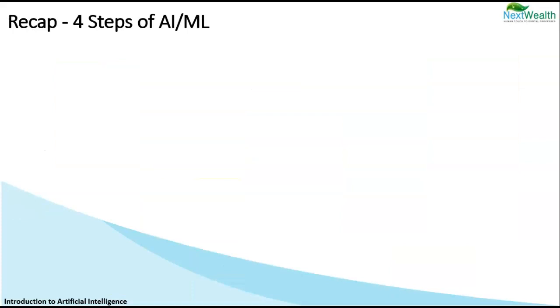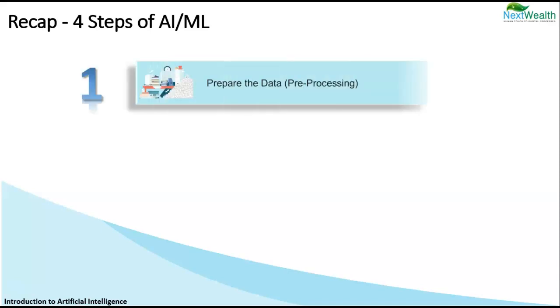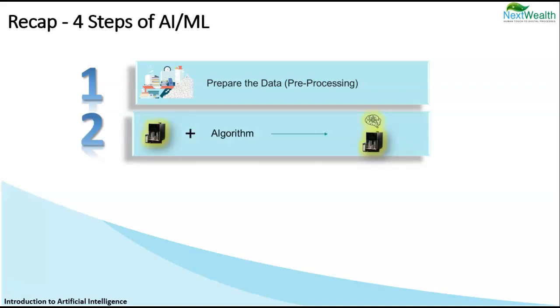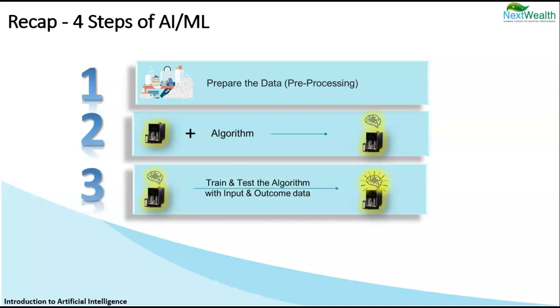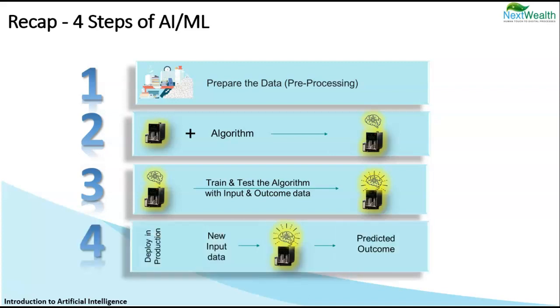Recap. I would like you to recall the 4 steps of AIML we earlier saw in the past session. Yes, say that aloud with me. 1. Prepare the data or pre-processing of data. 2. Machine plus an algorithm which gives brain to the machine. 3. The brain machine to undergo training and testing, in other words learning along with known input and output data sets to make an intelligent machine. 4. Finally, deployment into production where new input data is processed to predict outcome by the intelligent machine.